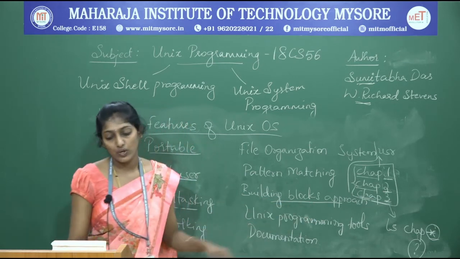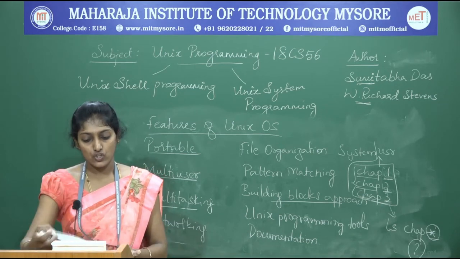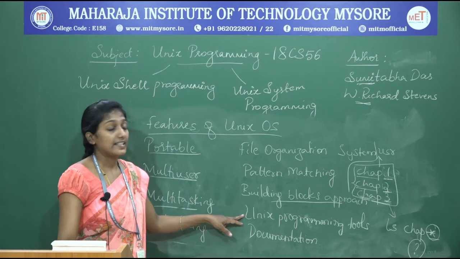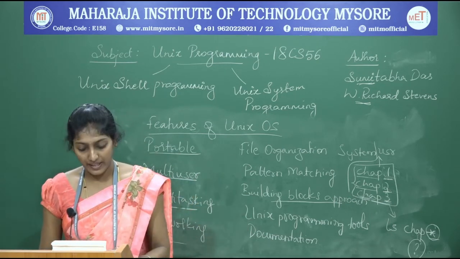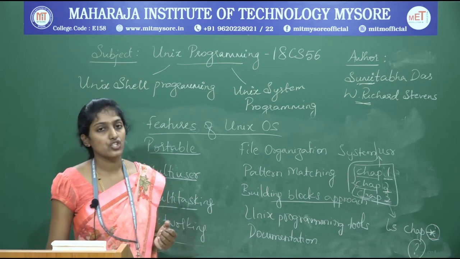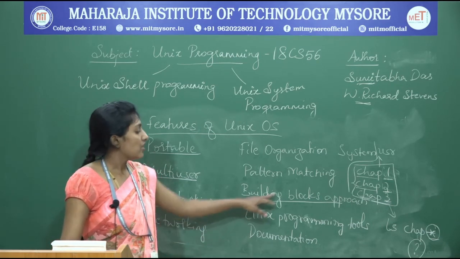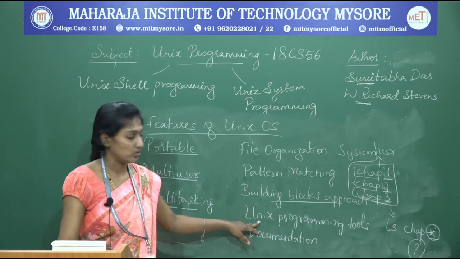Next is Unix programming tools, or the Unix toolkit. This Unix toolkit defines general purpose tools like text manipulation tools, and also network application tools, system administration tools, and compilers and interpreter tools. All these tools have been provided in the Unix programming tools.